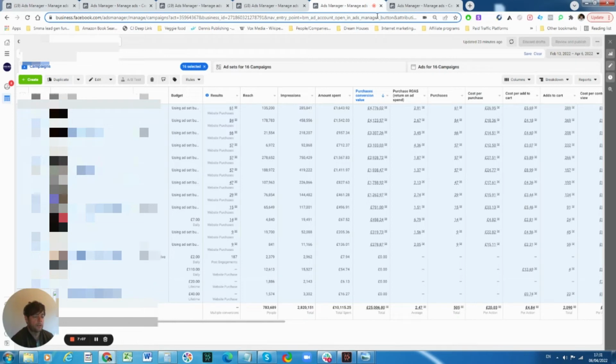So I've just moved forward a bit. This is February 13th to April 6th, which is today. In that period, we've spent 10,115 and generated back 25,006, with a return on ad spend of 2.47. And in that period, we've generated a total of 505 sales.